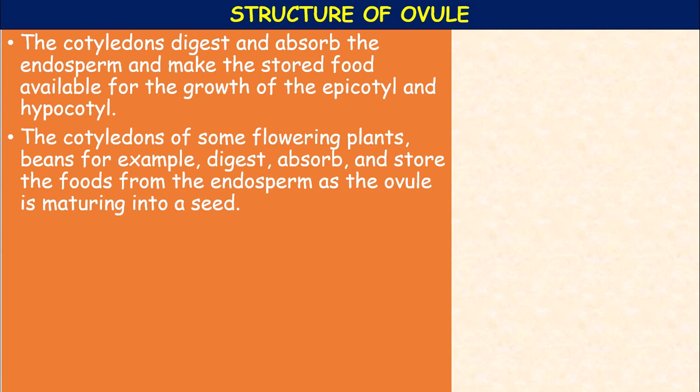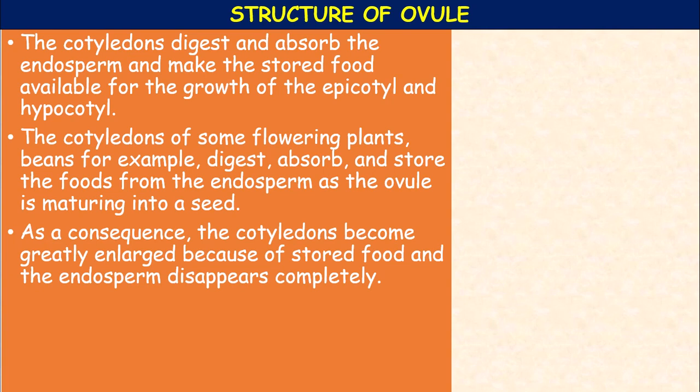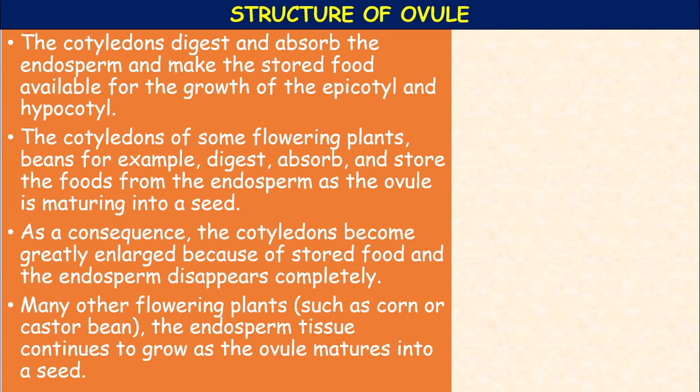and matures into a seed. The cotyledons become greatly enlarged because of stored food and the endosperm disappears completely. Okay, so in many other plants, for example corn or maize, castor, the endosperm tissue continues to grow as the ovule matures into a seed. So such kind of seeds are called endospermic seeds.